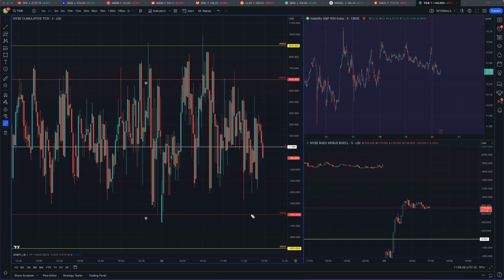So this can help you while you're in current positions, but this can also help you plan entries and exits on positions you're already in. Okay, so that is the tick chart.